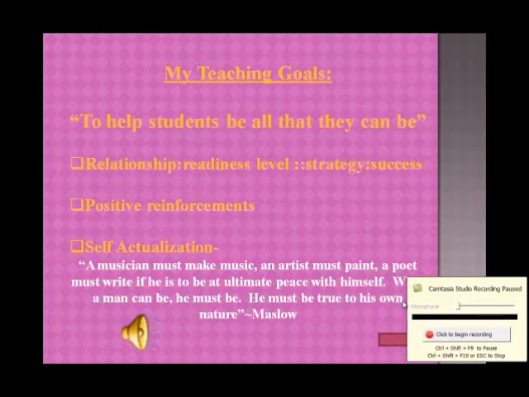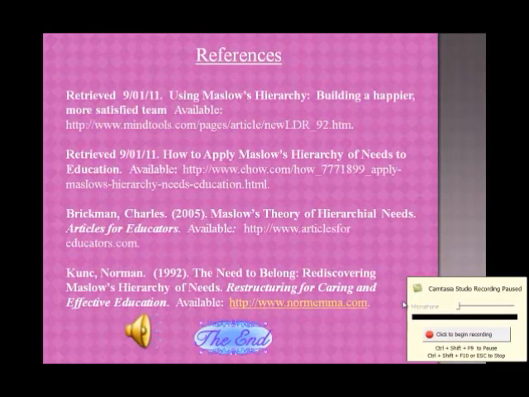Maslow sums up self-actualization best with these words. A musician must make music, an artist must paint, a poet must write if he is to be at ultimate peace with himself. What a man can be, he must be. He must be true to his own nature.